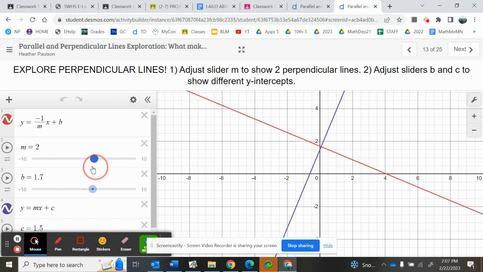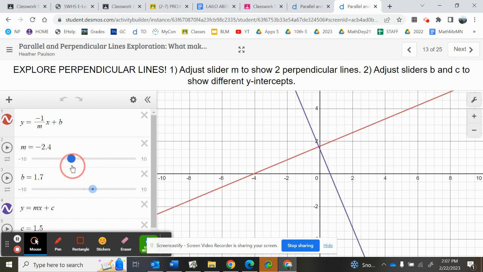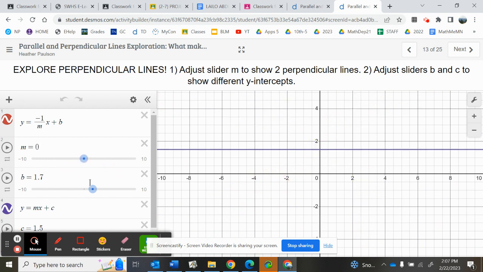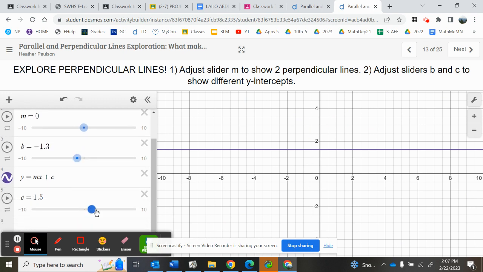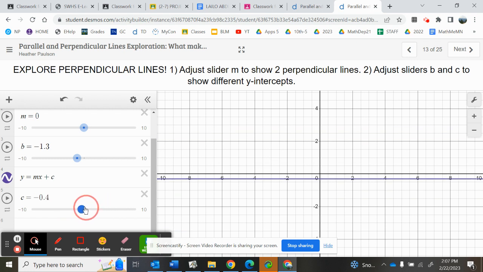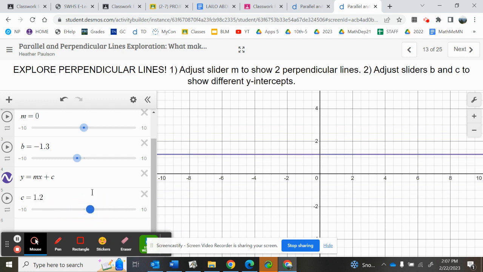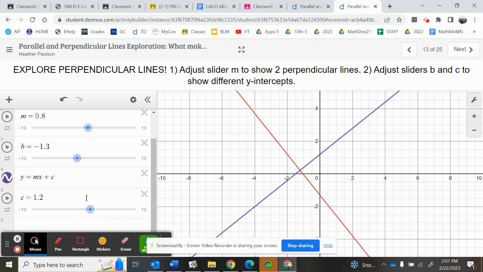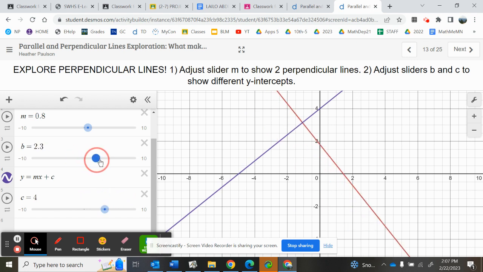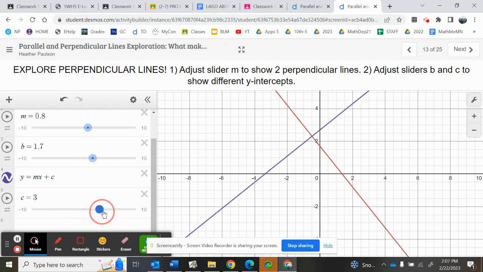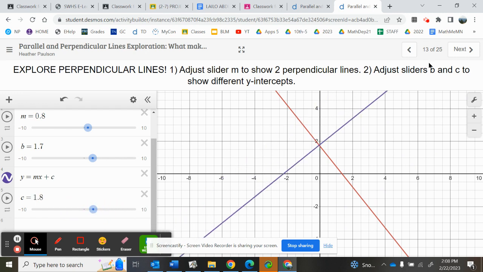Notice the M will show you the 2 perpendicular lines. And then the B and the C will adjust where those perpendicular lines are moved. I'll show you. Here's that purple line. Here's the red line. All the while remaining perpendicular, creating a nice T.